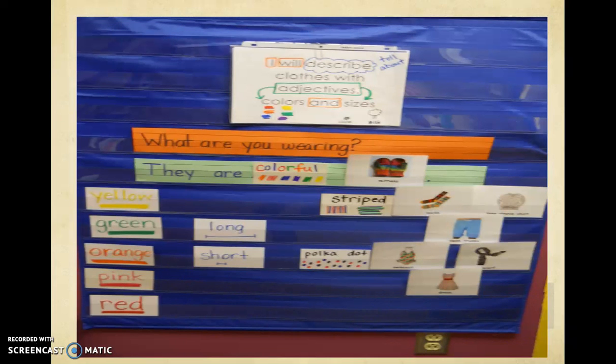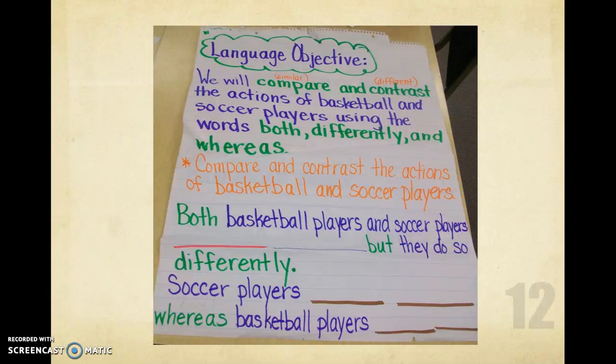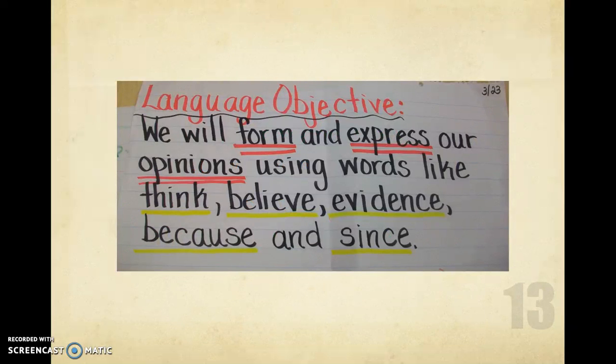Here's another example. Take a moment and see if you can figure out what the function and the form and possible supports would be. Here's another. Notice here that the function is compare and contrast. The forms of language are both, differently, and whereas, which again are conjunctions, so the teacher could have noted that, but if this is more comprehensible to your students, that is great too. Here's another example.